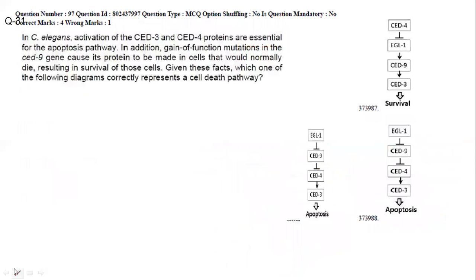Now the next question. In C. elegans, we have seen the apoptosis pathway. EGL-1 inhibits CED-9, CED-9 inhibits CED-4, CED-4 activates CED-3, and then apoptosis. This option will be the correct answer. Now we'll see the next question.